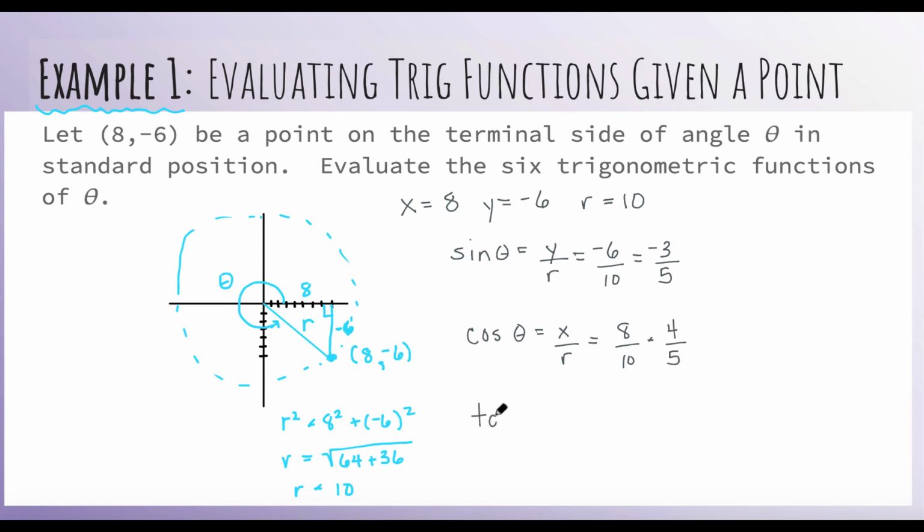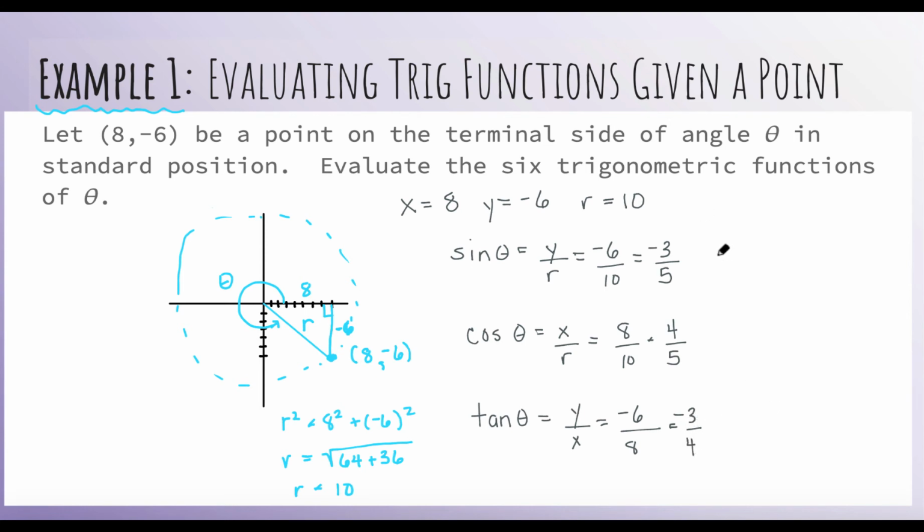And tangent of theta, we said, is going to be the ratio of y over x, as long as x is not equal to 0. And in this case, we see x is 8, so it's not equal to 0. So we get a negative 6 over 8, which simplifies to negative 3 over 4.